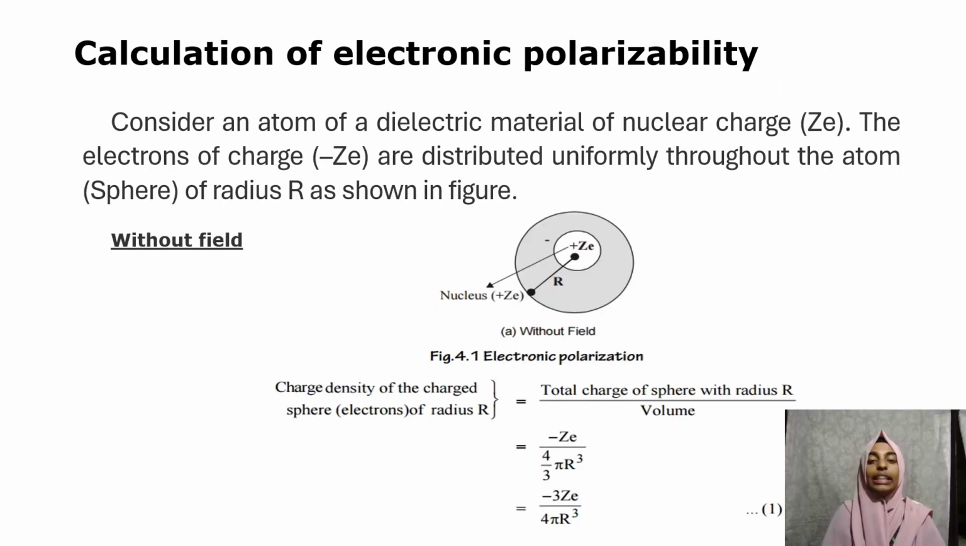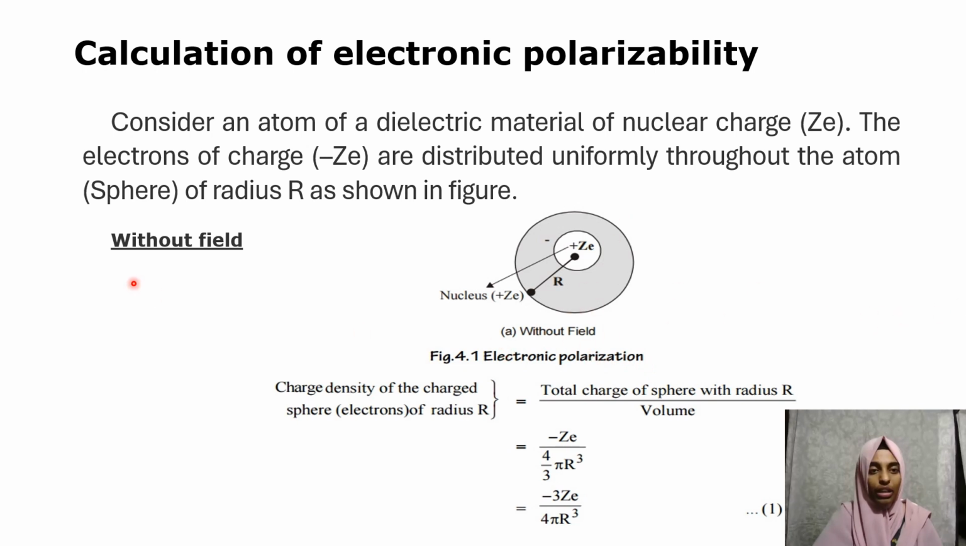How do we calculate electronic polarizability? It can be easily understood by this process. First of all, consider an atom of a dielectric material with nuclear charge Ze, which means plus Ze. The electrons of charge minus Ze are distributed uniformly throughout the atom, which is a sphere of radius capital R, as shown in the figure. So this is the atom considered.